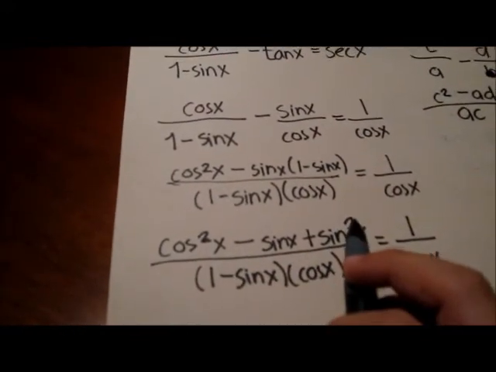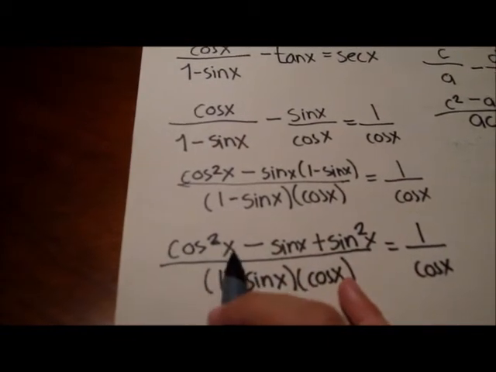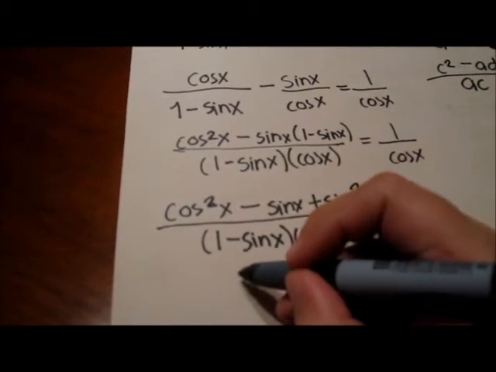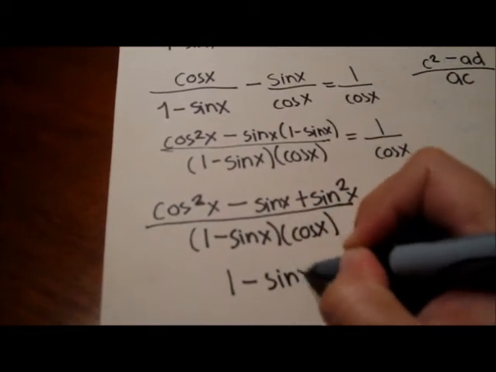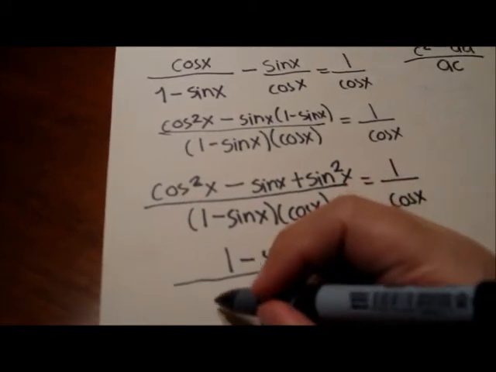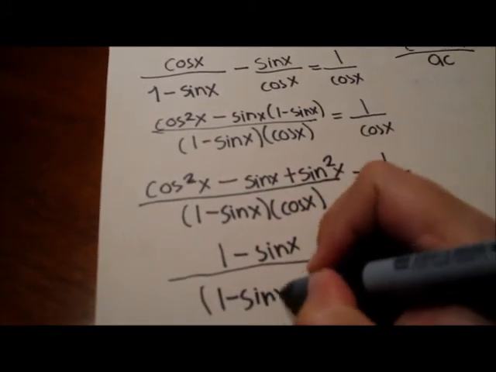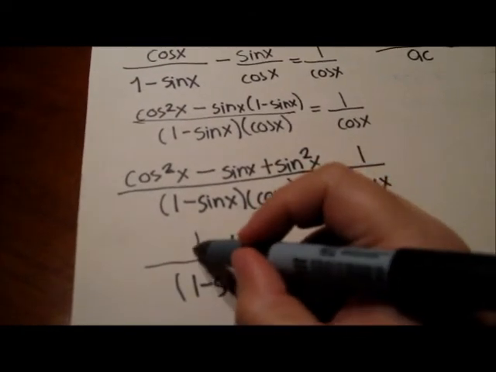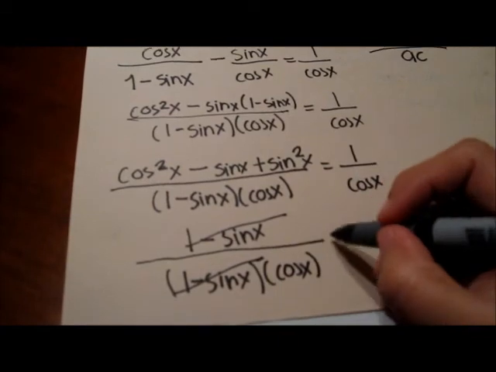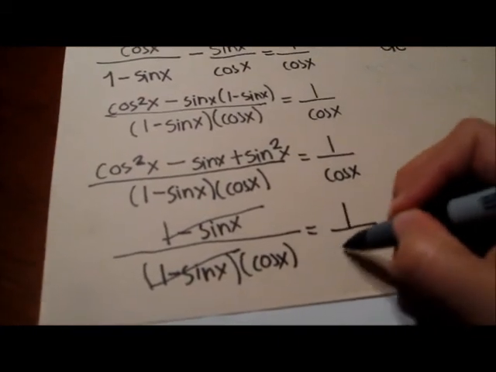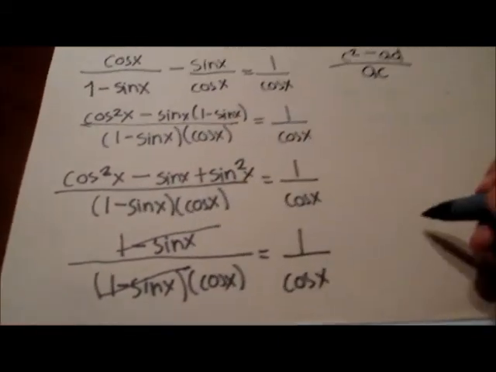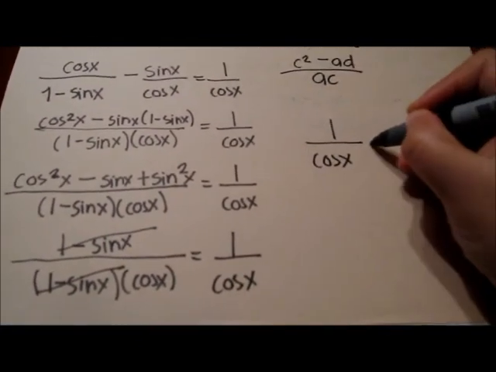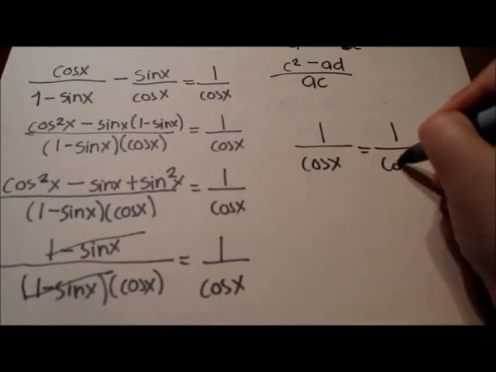You know that sine elevated to the square plus cosine elevated to the square equals 1. So these two are going to give me 1 minus sine of x divided by 1 minus sine of x times cosine of x. This will cancel this one, and my answer is going to be 1 over cosine of x equals 1 over cosine of x.